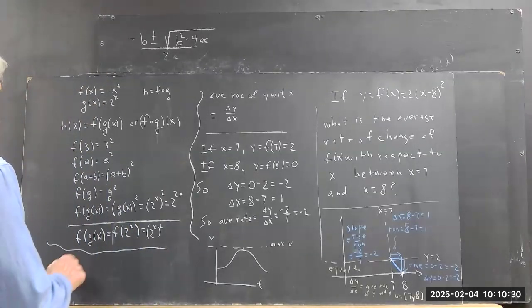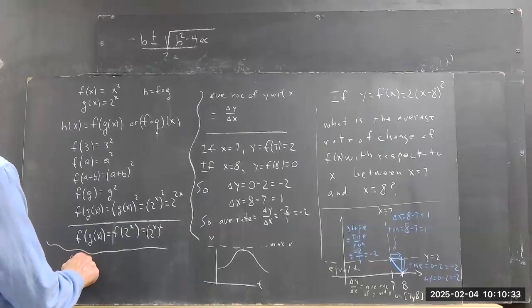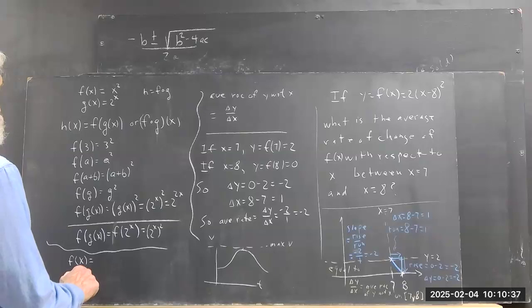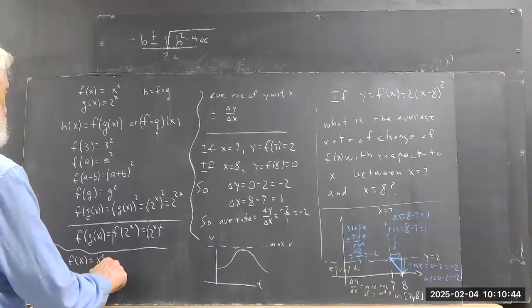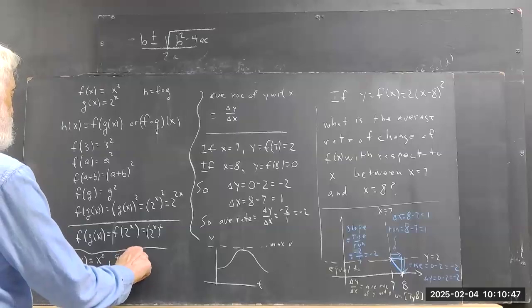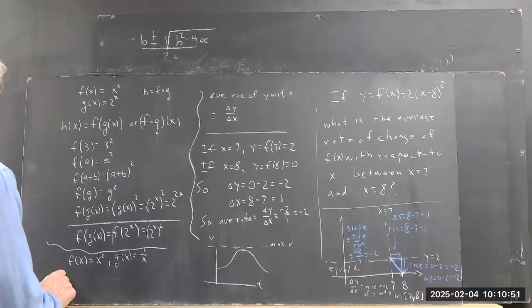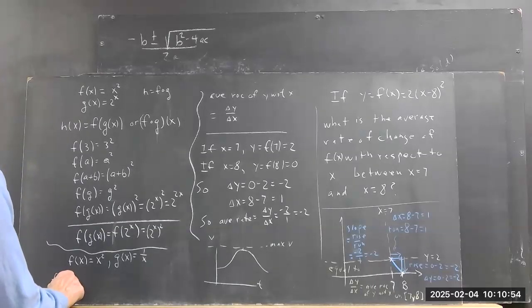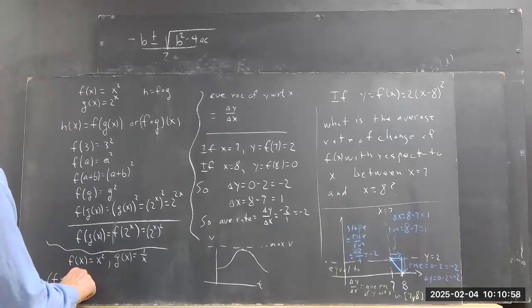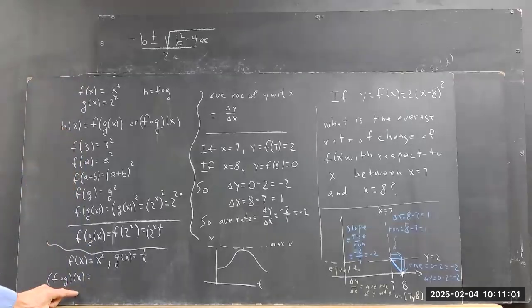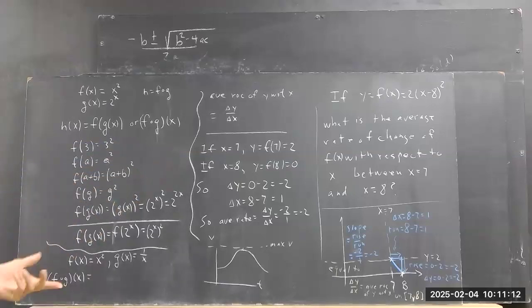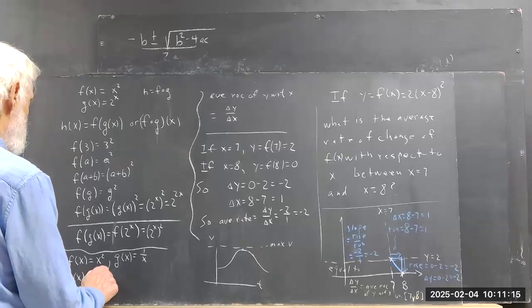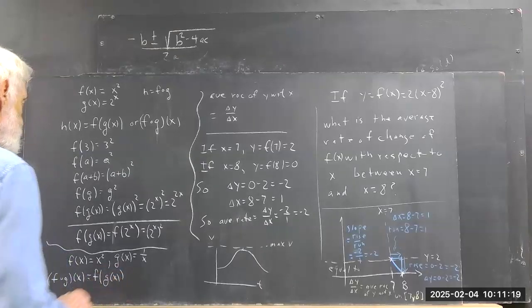Let's try. What's F circle G of X? Well, first of all, that F circle G of X, that's a notation you're going to see, so I mention it now. The F circle G of X is just F of G of X.